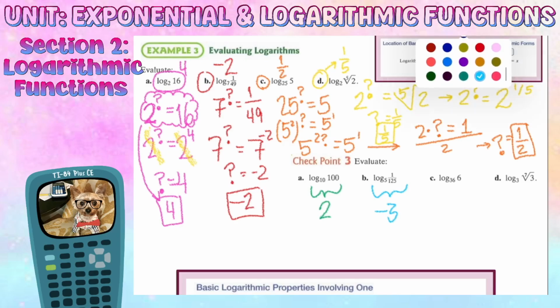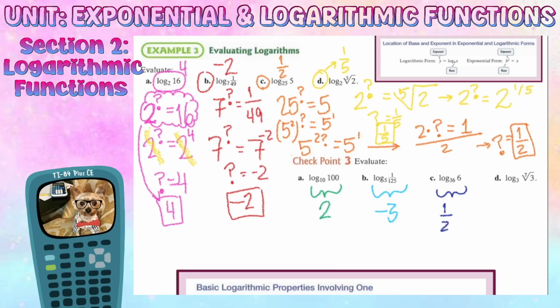Next up is 36 to what power is 6? That answer will be 1/2, meaning square root. And last but not least, we have 3 to what power is the 7th root of 3? Well, that would be 1/7. And that is the end of that. So give it some thought. Any questions, anything you need clarified, just go ahead and let me know.